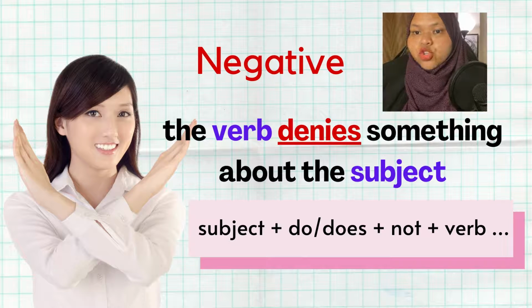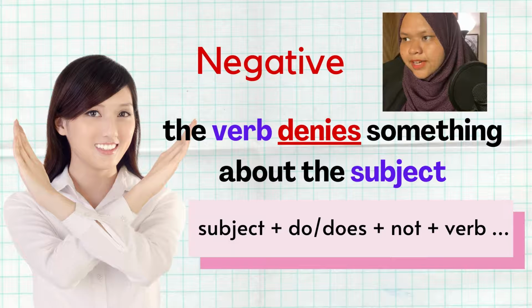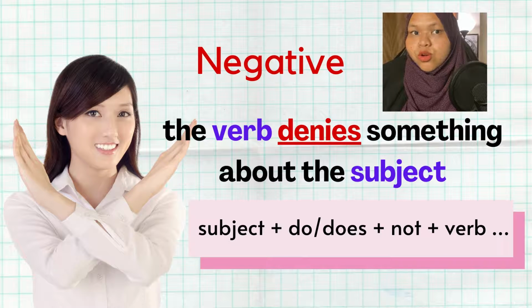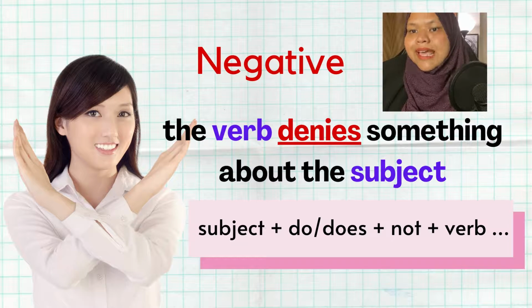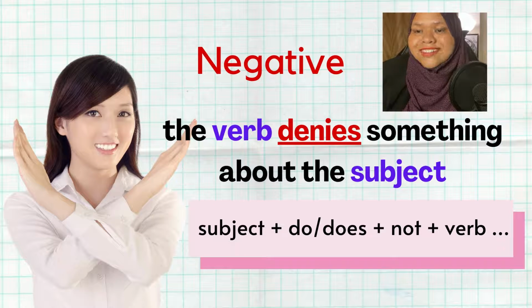For example, contohnya saya menidakkan, saya tak bangun pukul 10 pagi. So the subject is I. The do or does, choose one. So for I, we use do. I do not bangun, wake up at 10 a.m. Okay.